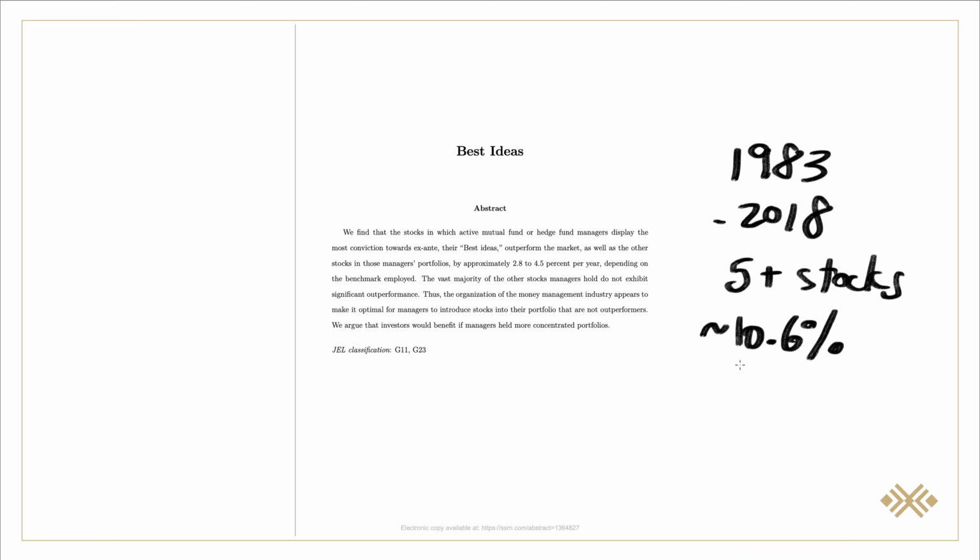So the researchers studied the performance of these best ideas, and they found that those outperformed the market and the other stocks in those managers' portfolios by approximately 2.8 to 4.5% per year, depending on which benchmark they looked at. They also found this result was consistent with hedge funds and across different benchmarks, risk models, and different definitions of what best ideas meant.